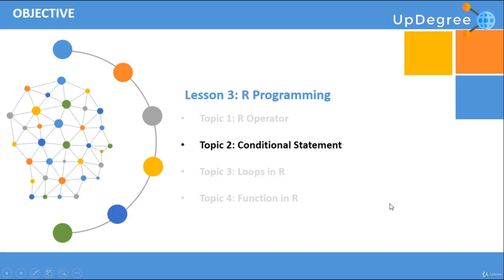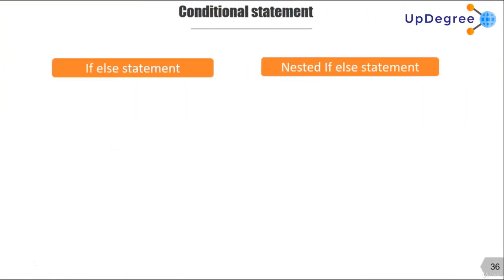Now in this video we'll be discussing conditional statements. In R we have two different kinds of conditional statement. One is the if-else statement, another one is the nested if-else statement. It works like any other programming language.